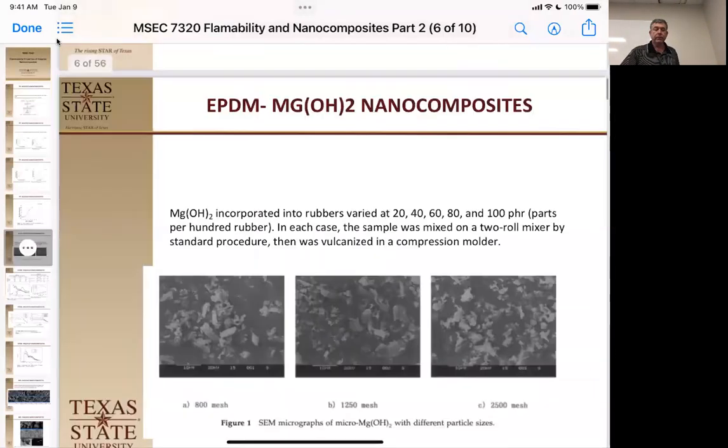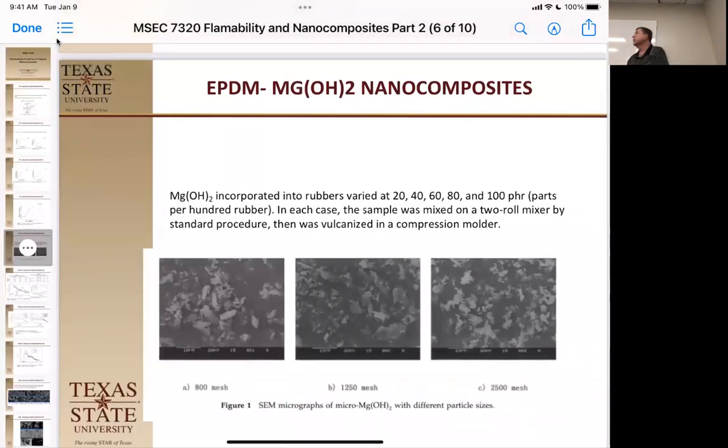Okay. So moving from that to ethylene propylene diene. So it's basically ethylene propylene butadiene copolymer. They're very rubbery, and in this case they had 4 different materials. They had 3 different macroscopic or micro, and then 1 nano.